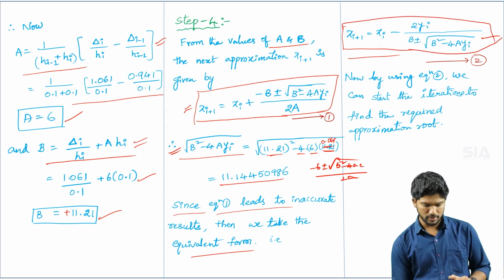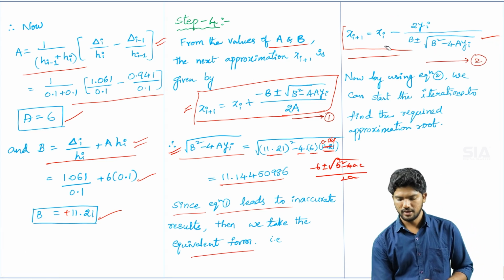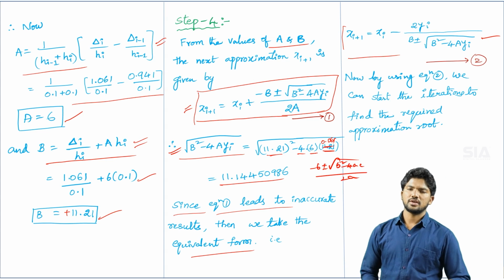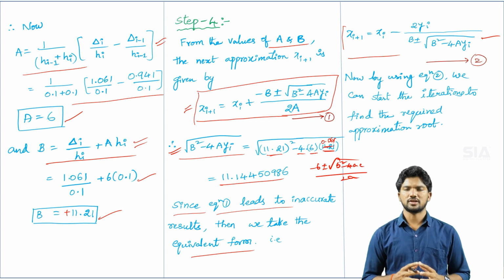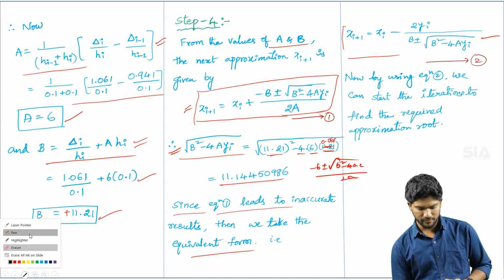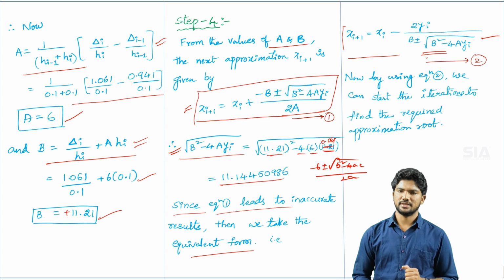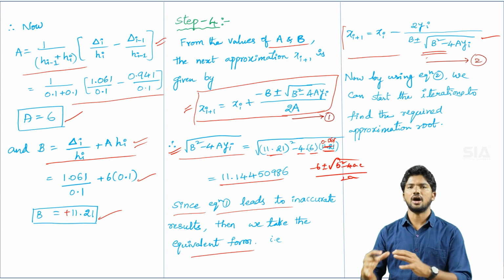Okay, equation number 2 gives the appropriate value for equation number 1. So by using equation number 2, we can start the iteration to find the required approximate root. Equation 2 is the general formula for Muller's method. By using equation number 2 only, we are going to start the iterations or approximations.